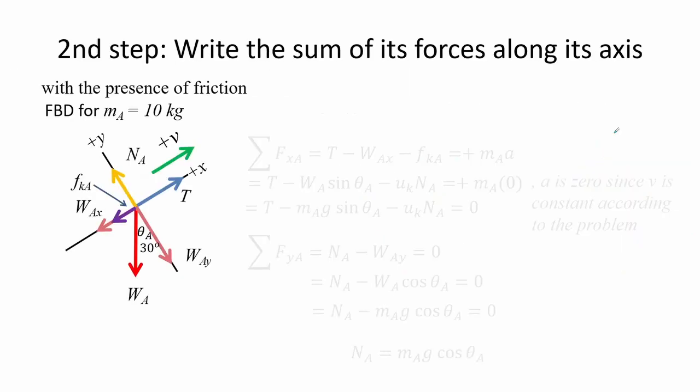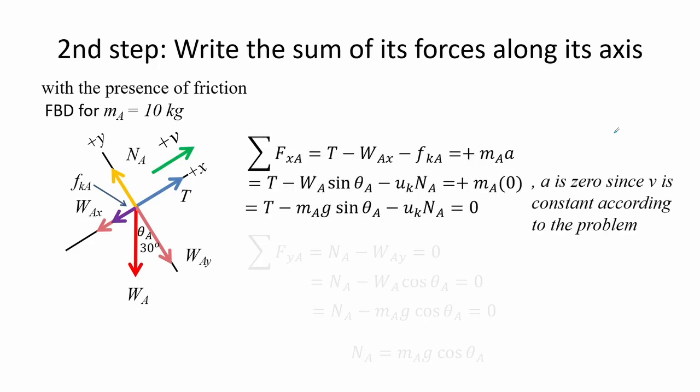Rewriting the sum of forces in order to incorporate the presence of friction, only the sum of forces along x is altered, and so it becomes the tension minus mass A times g times sine of theta A minus the coefficient of kinetic friction times the normal force A equals 0.